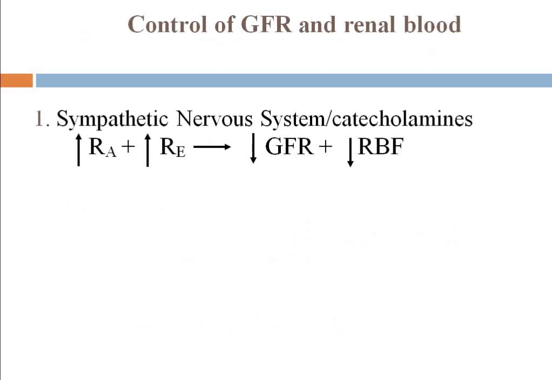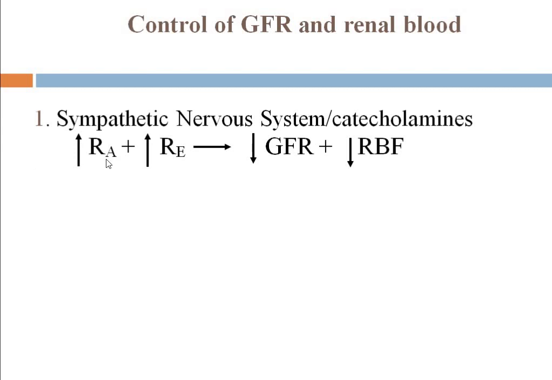Coming to other factors which are controlling GFR and renal blood flow. One is the sympathetic nervous system and catecholamines, because they have a similar function. So what are they doing? The sympathetic nervous system is increasing the resistance of afferent and efferent arterioles. As we all know, the sympathetic nervous system is a vasoconstrictor, so it is causing constriction of afferent as well as efferent arterioles. Due to their constriction, both afferent and efferent arteriolar resistance is increasing.